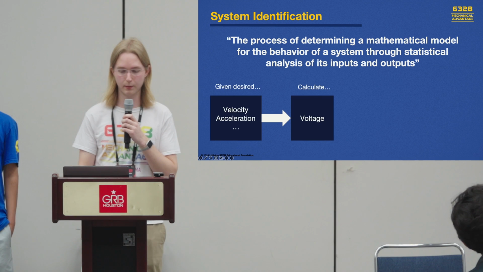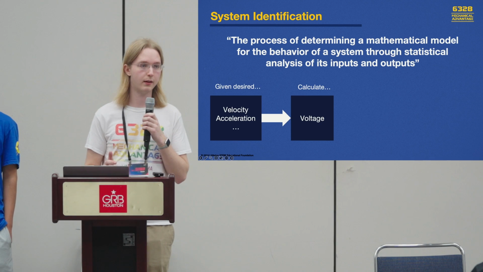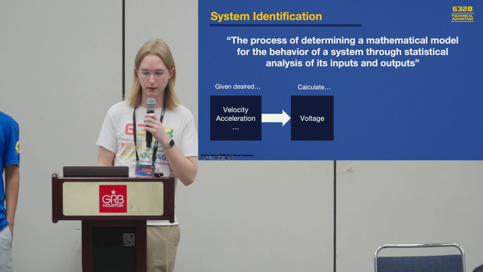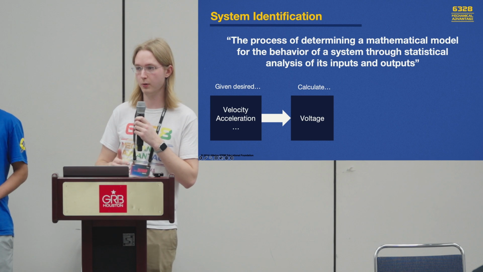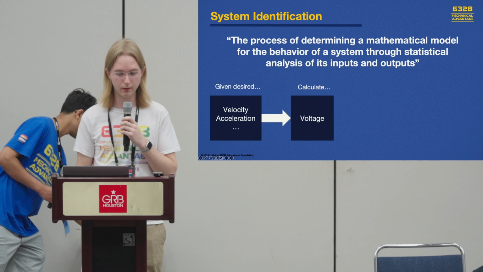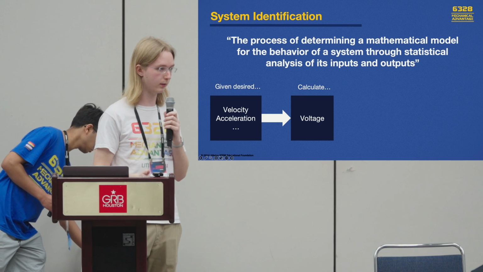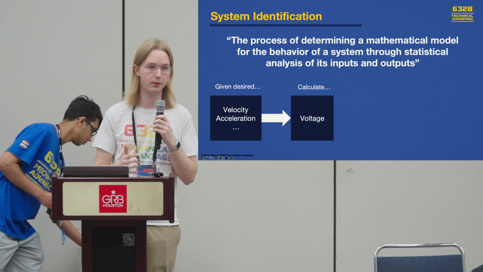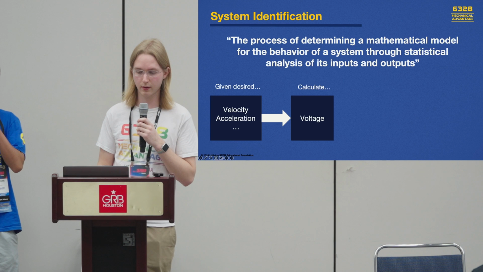Now, a really common example in FRC is that we might have a desired velocity and acceleration, and we want to calculate what voltage we should apply to a mechanism in order to achieve those set points. This is called a feed-forward model. It's useful in lots of different mechanisms like drives, flywheels, arms, etc.